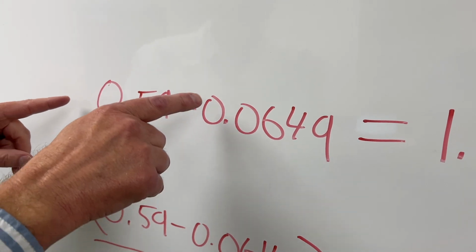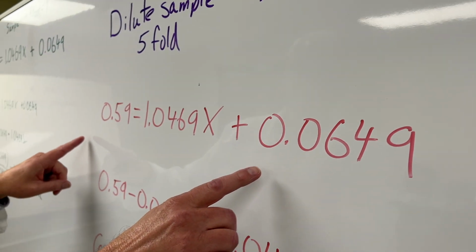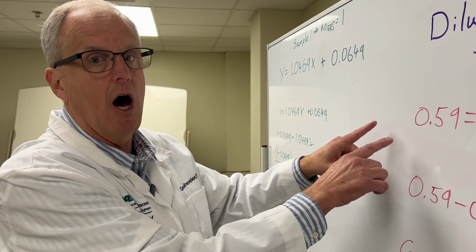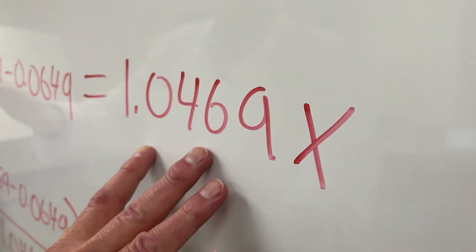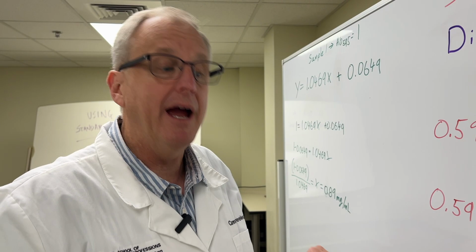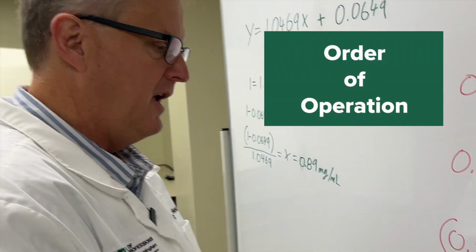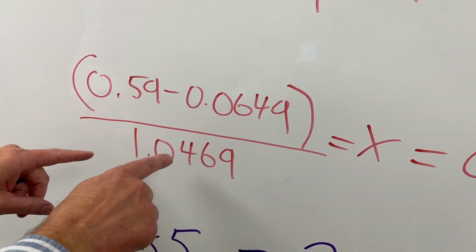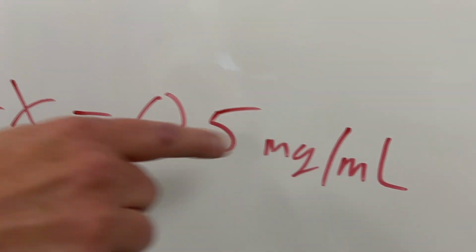Bring this over again. 0.59 minus 0.0649. Remember, this is a plus, so bring it to the other side. It's the opposite. That's where we get the negative. Again, we've got our x with our value right here. We want to get x by itself, parentheses, order of operation. And then we bring this over here and get this. Oh my goodness, look at that, 0.5 milligrams per mil.